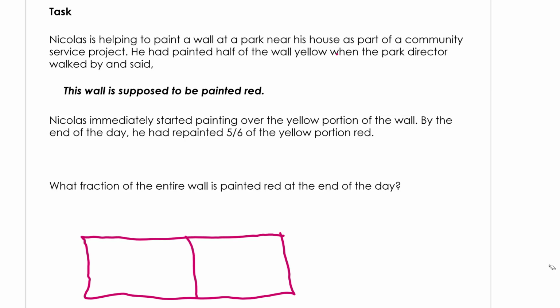Okay, so Nicholas is helping to paint a wall near his house as part of a community service project. He had painted half of the wall yellow, so we're going to call this half of the wall... Hey, we can paint it in. Let's use the highlighter with yellow. Nice idea, Mr. Schmidt. You like using your colors. Yeah, I do. I love my colors.